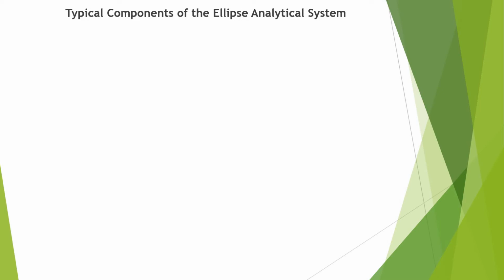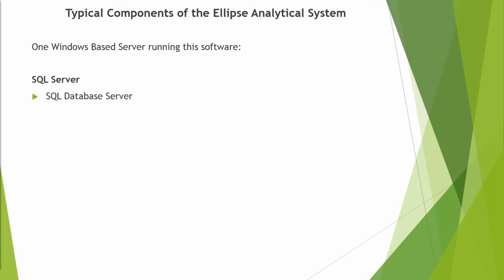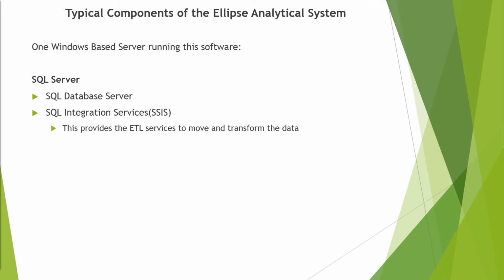We will now discuss the typical components of the Ellipse Analytical System. This will generally be installed on one Windows-based server running this software. SQL Server, running a SQL database server. SQL Integration Services will also be installed. This is commonly referred to as SSIS. This provides the ETL services to move data and transform this data.